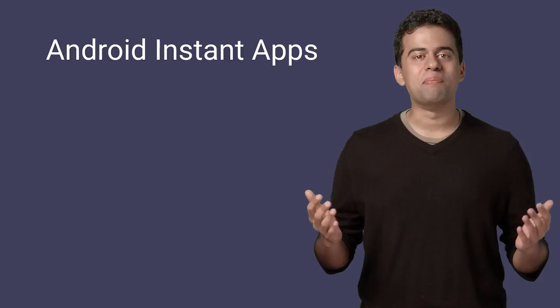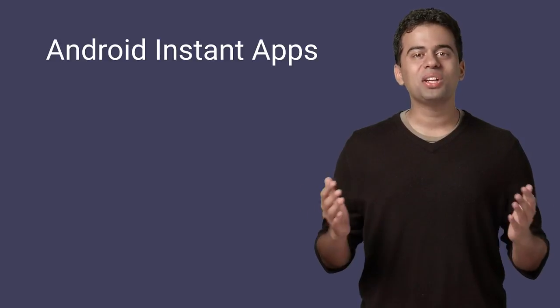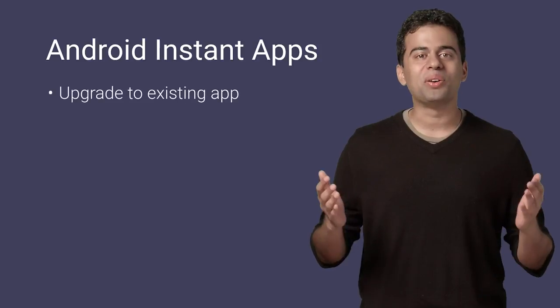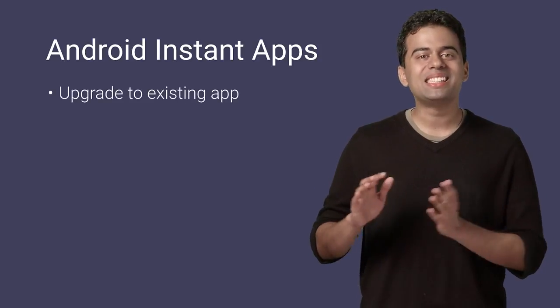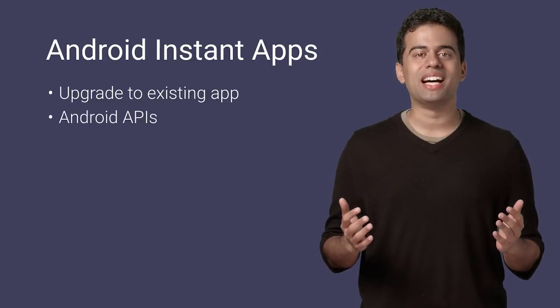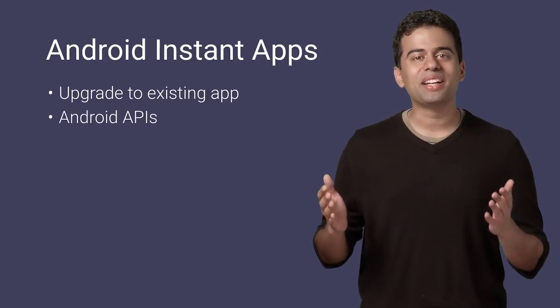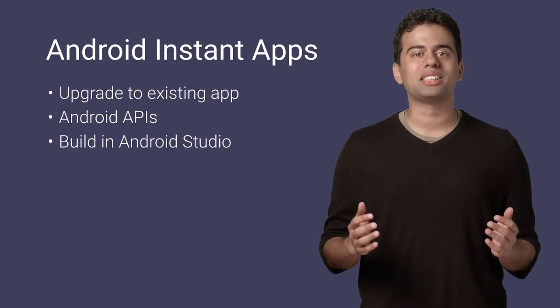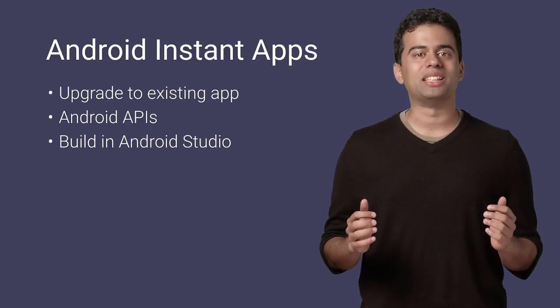Now let's talk about how to build Android Instant Apps. The great news is that you can enable this functionality by upgrading your existing Android app. This is not a new separate app. You continue using the same Android APIs, the same source code in your existing Android Studio project. It can take less than a day of work to get set up, depending on how your app is built.